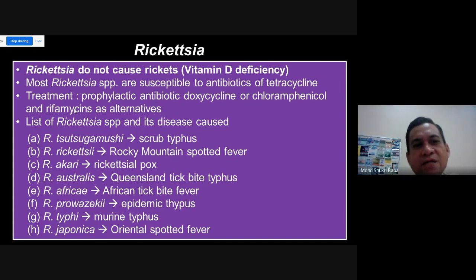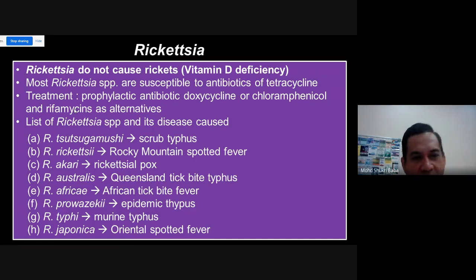So seperti yang saya kata tadi, rickettsia boleh menyebabkan macam-macam penyakit. Okay, so R2 rickettsia tu, lepas tu nama spesies. Rickettsia tsutsugamushi menyebabkan scrub typhus. Rickettsia rickettsii akan menyebabkan Rocky Mountain spotted fever. Rickettsia akari will cause rickettsialpox. Rickettsia australis akan menyebabkan Queensland tick typhus. Rickettsia africae akan menyebabkan African tick-bite fever. Rickettsia prowazekii menyebabkan epidemic typhus. Rickettsia typhi menyebabkan murine typhus, and Rickettsia japonica menyebabkan oriental spotted fever.